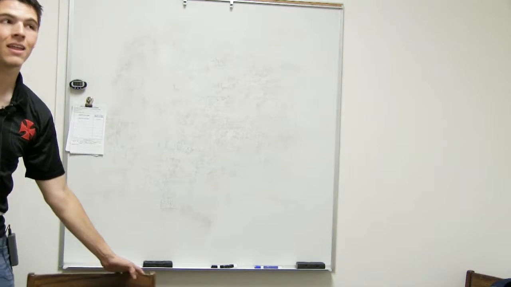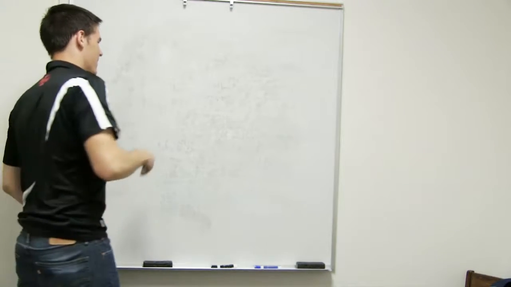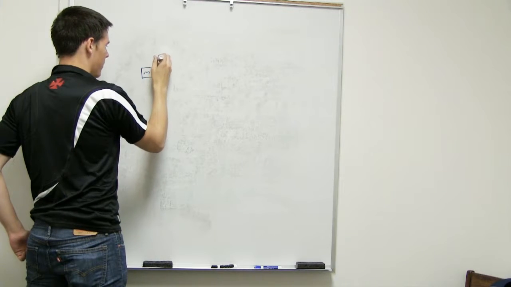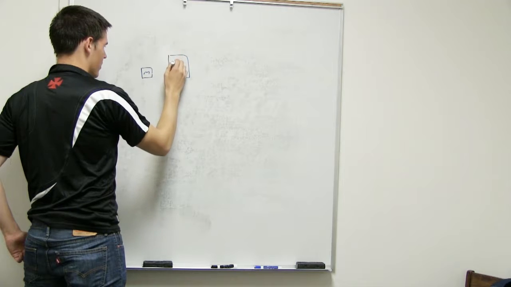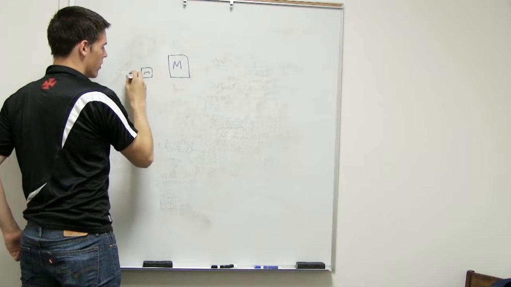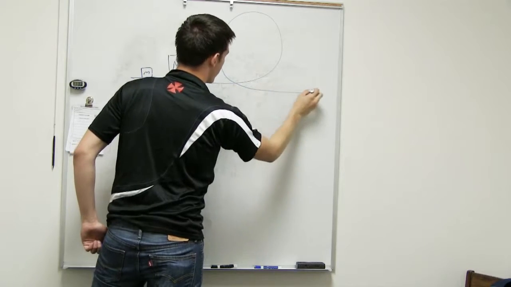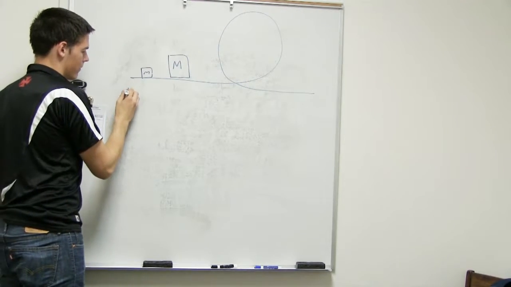So this is like the epitome of energy equations. You have a baby block, m, and then a bigger block, M. They're on a track, and then it goes around a loop-de-loop. So the first case is when it's perfectly inelastic.